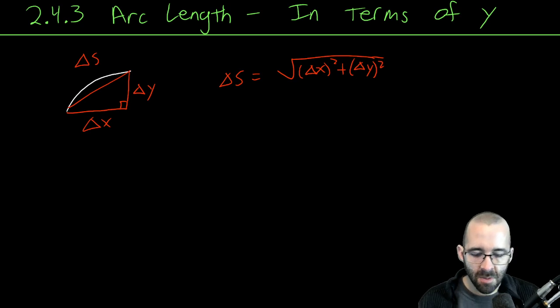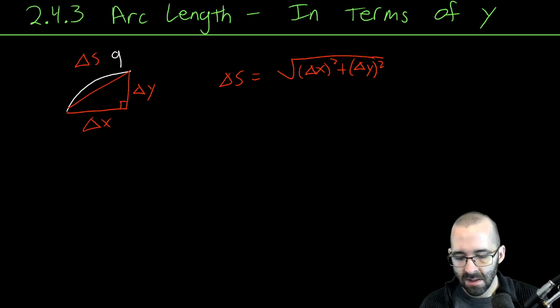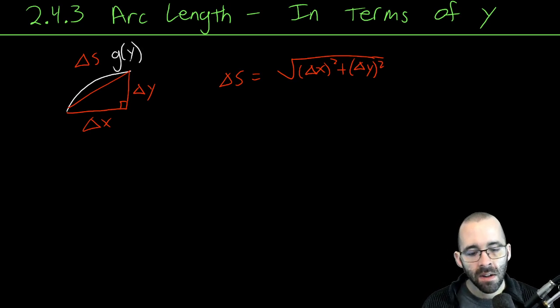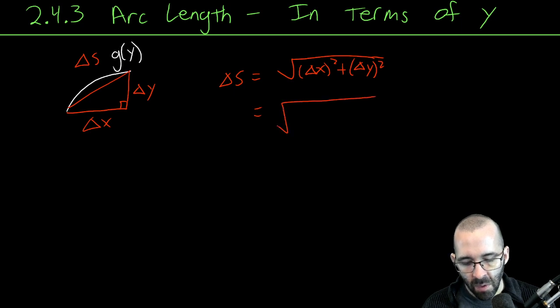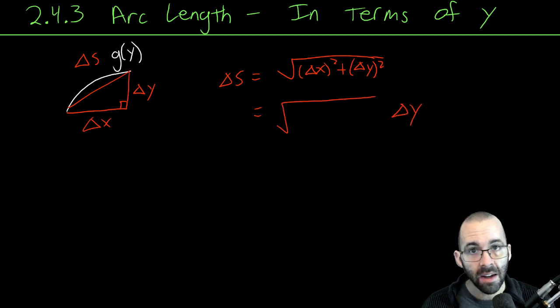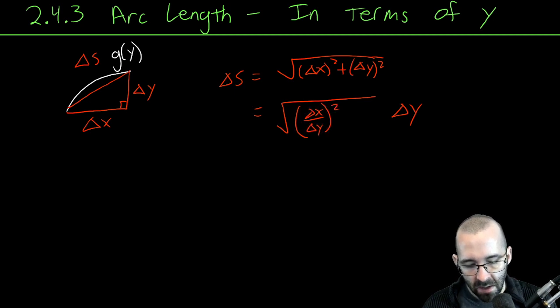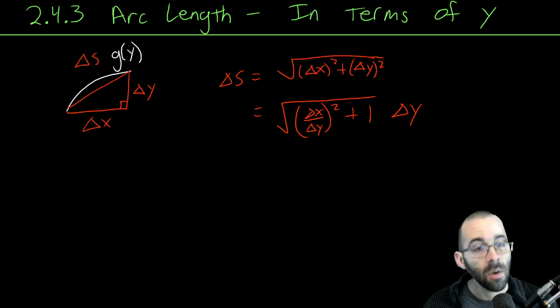Well, if we want this in terms of y instead, say this is some function g of y now. Well, if we want everything in terms of y, instead of factoring out an x, we can factor out a y. So if we factor out a delta y squared, what we're going to get after a couple things is this now becomes delta x over delta y squared plus 1 like so.